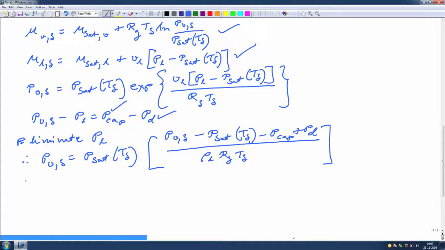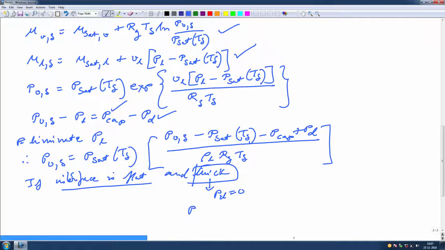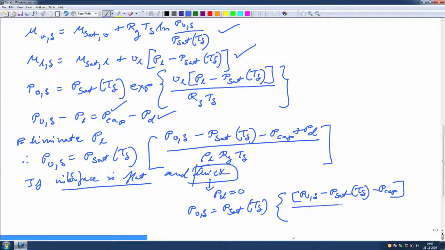Now if the interface is flat and thick. So the interface can be both flat and thick, right? It's like you have a bucket full of water. That's like a typical interface which is very thick. So in that particular case, when the interface is thick, you get P_D equal to zero. If P_D is equal to zero, only if it is a thick interface, but it is not necessarily flat, you get P_V delta equal to P_sat at T_delta. And you have the expression which is basically (P_V delta minus P_sat at T_delta minus P_cap) divided by rho_L R_G T_delta.